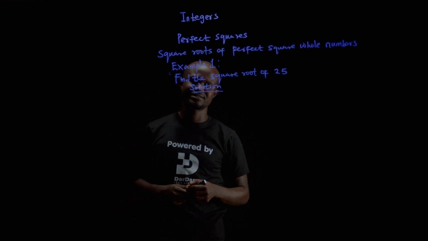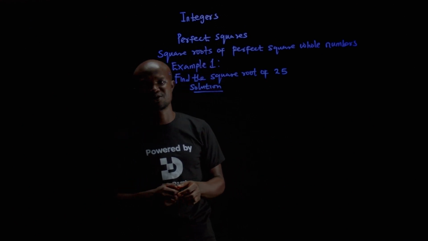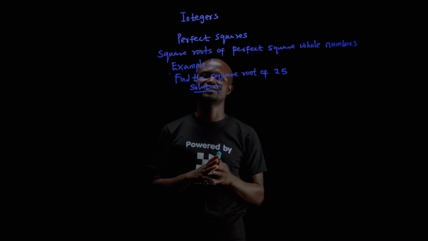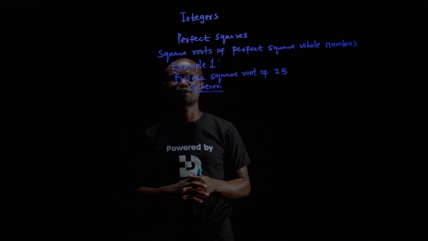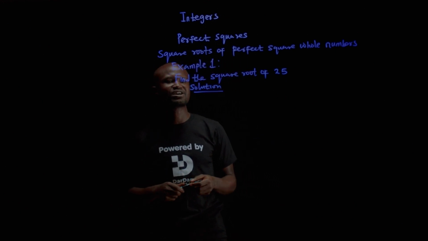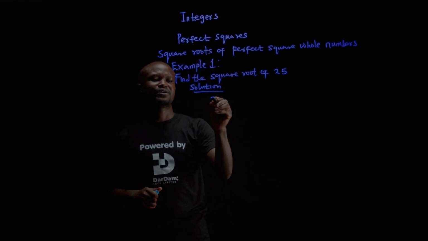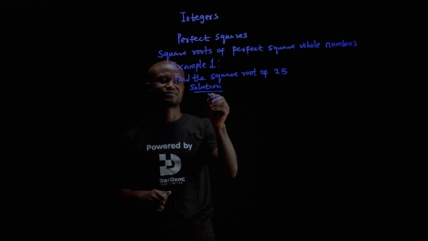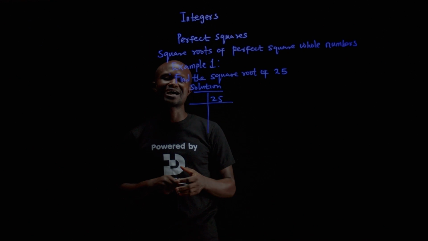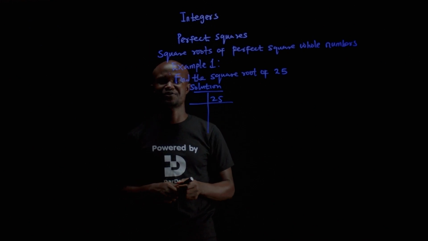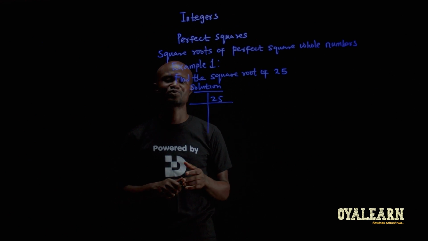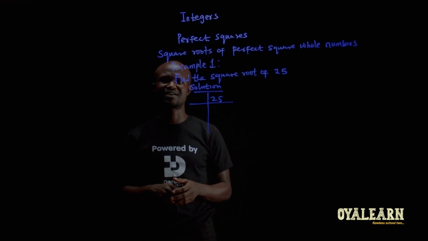To determine the square root of any perfect square number, whether it is a small number or a large number, we use the approach called the rule of divisibility. So in that case, when I have the number 25, I will draw something like a table. Now, I'll look at numbers that can divide 25. What number apart from 1 will divide 25 without having a remainder?